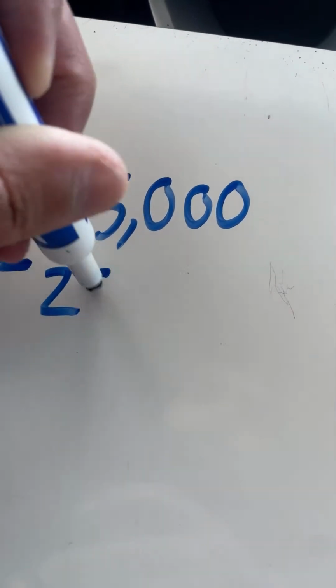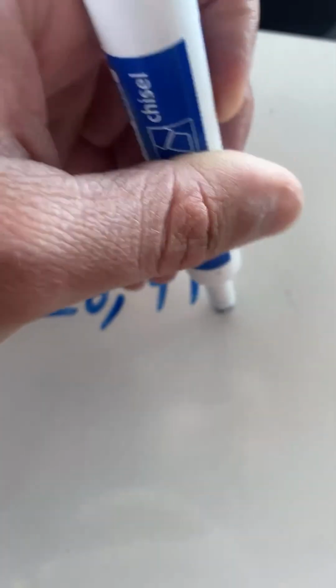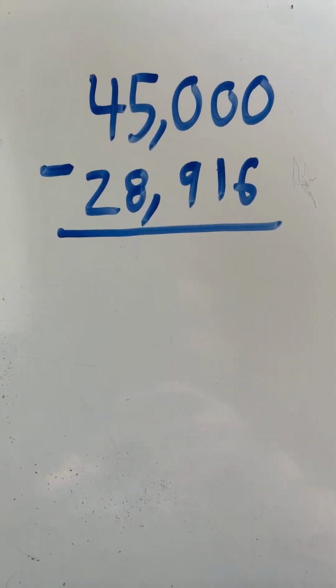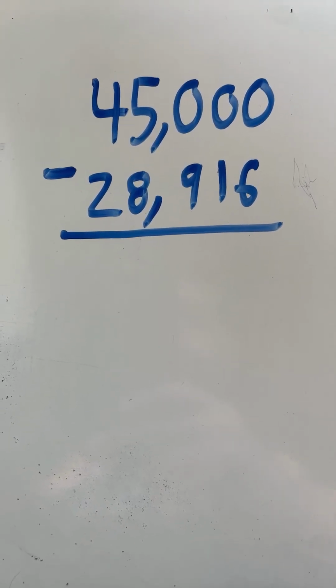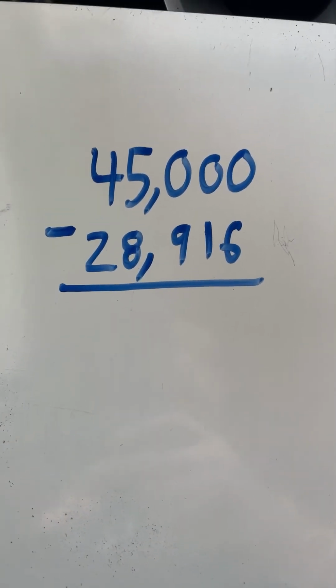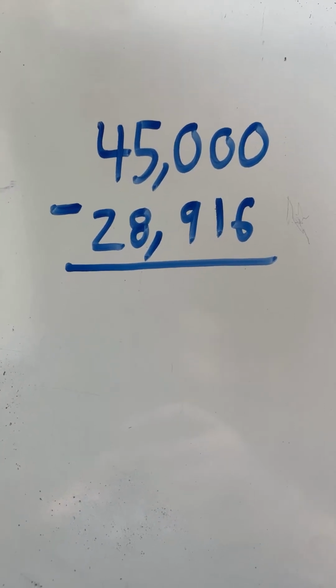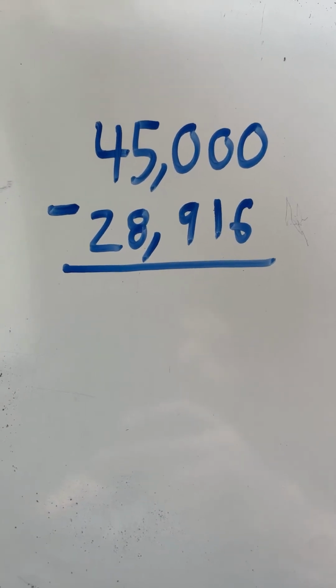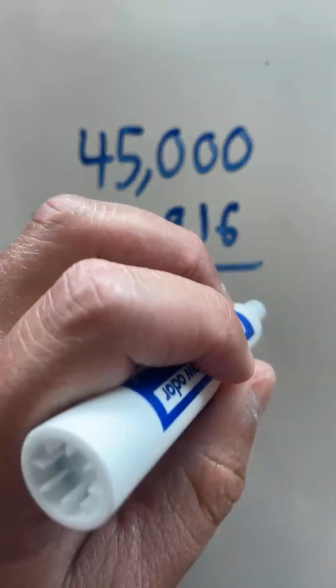All right, next example. 45,000 minus 28,916. So again, we are going to do all of our regrouping before we do any subtraction. And we regroup from left to right, and then we subtract from right to left.